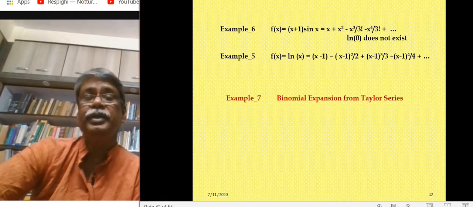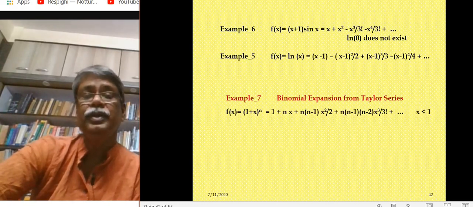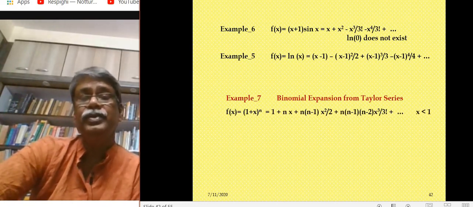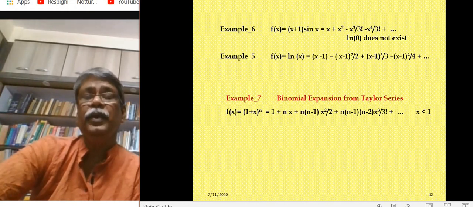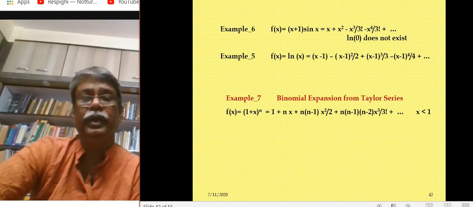One more interesting example is binomial expansion from the Taylor series. It's not Maclaurin, it's Taylor, because we'll be expanding around not 0. Suppose the function f(x) is 1 plus x to the power n. If you follow the Taylor series expansion, then you will get an expansion like this: 1 plus nx plus n into n minus 1, x square by 2 and so on. You can check it, you will get it.